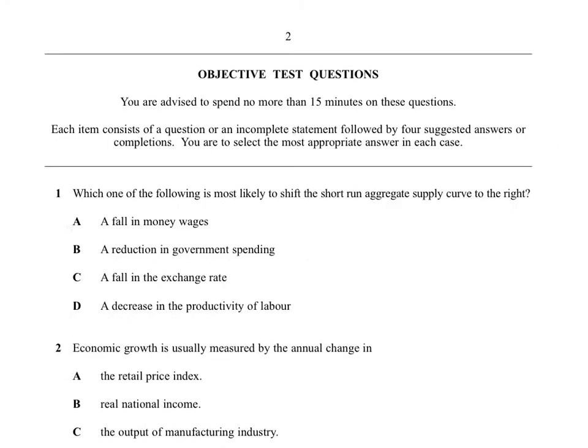So let's go. Which of the following is most likely to shift the short run aggregate supply curve to the right? Now, again, this is a nice easy one. When the short run aggregate supply curve is going to the right, we know a firm's cost of production must be going down because they're supplying more stuff. So a fall in money wages, that's definitely right, because if wages are lower, that means firms' cost of production goes down, so therefore they're going to want to supply more. So that's right. Let's go through the other ones.